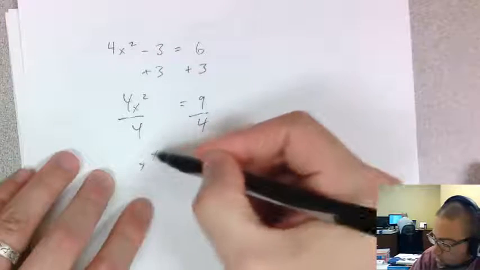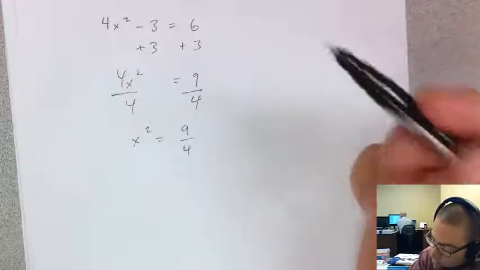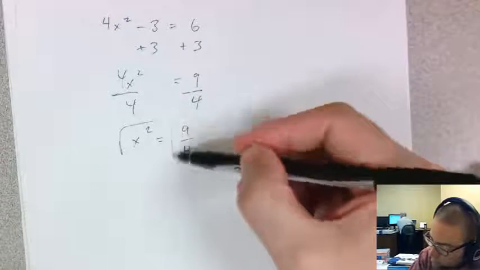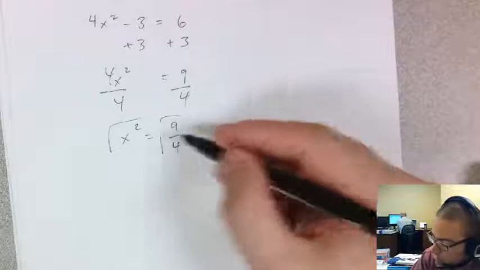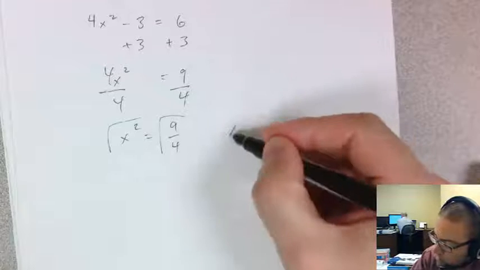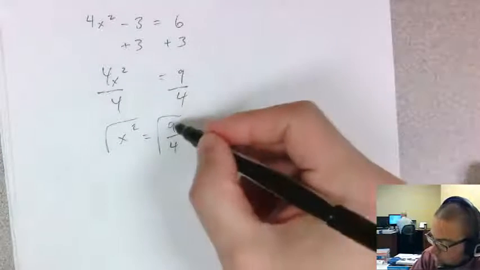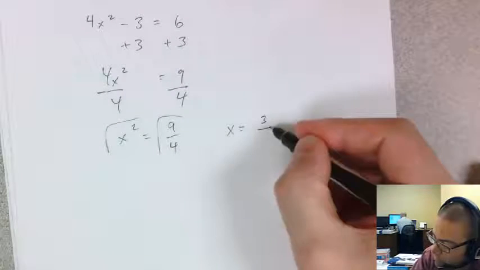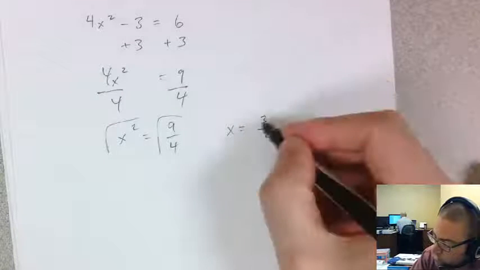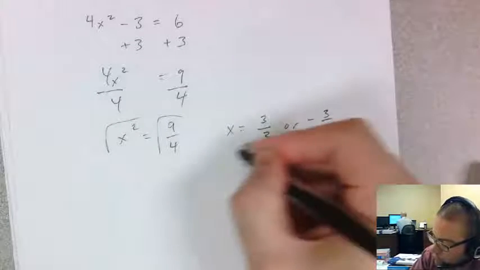So I get x squared is equal to 9/4. Okay, and then I square root both sides, and I get the absolute value of x equals the square root of 9/4. So x is equal to the positive square root of 9/4, which actually I can take the square root of 9, which is 3, and I could take the square root of 4, which is 2. So it's 3/2 or negative 3/2.